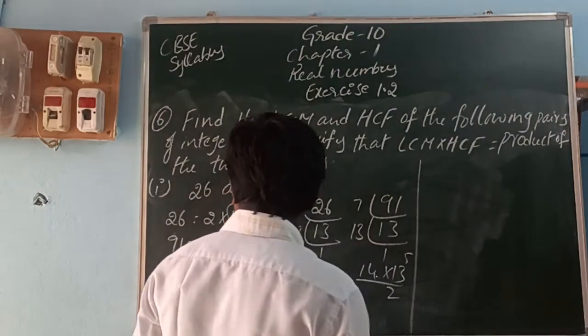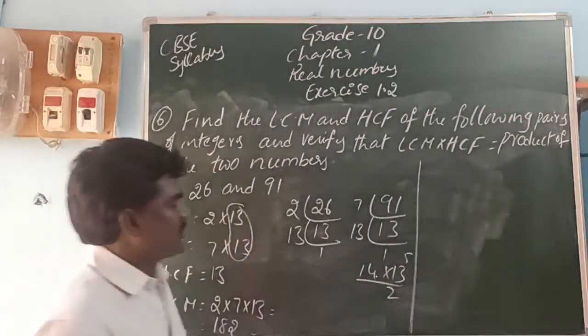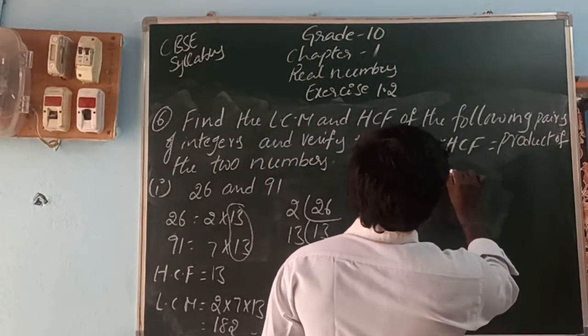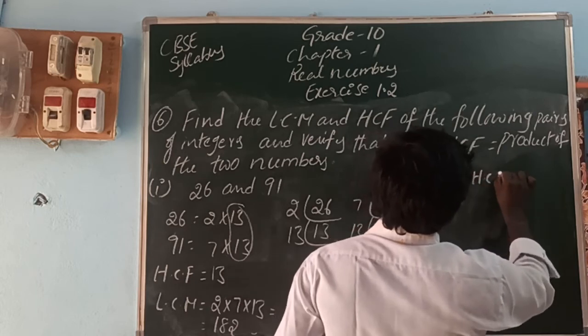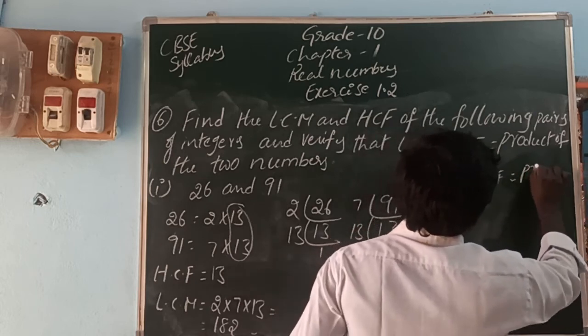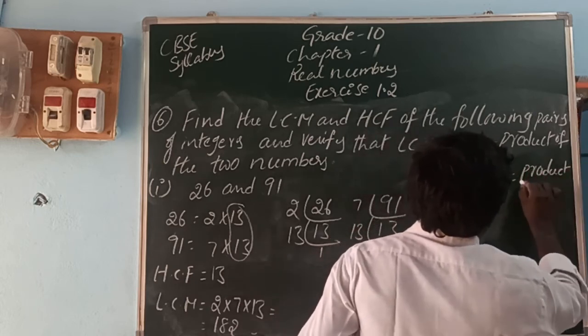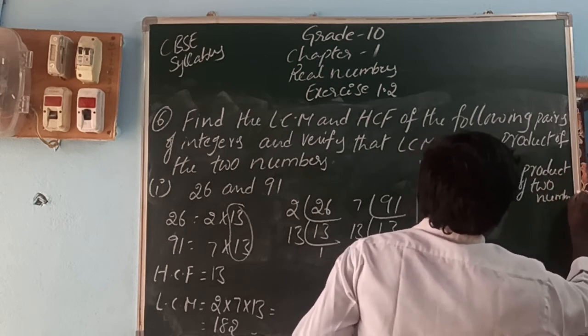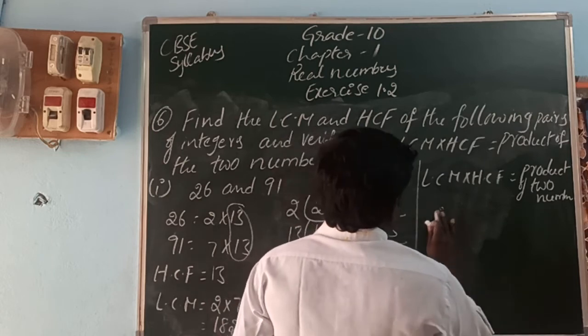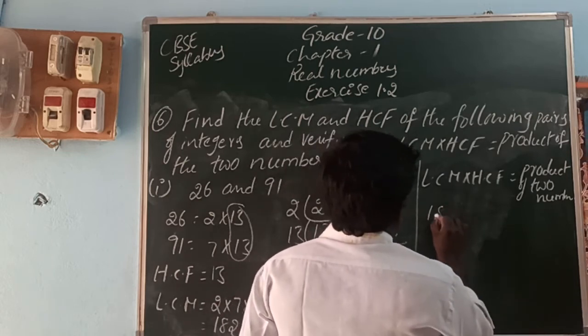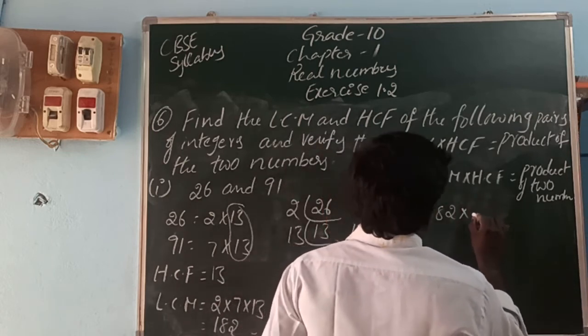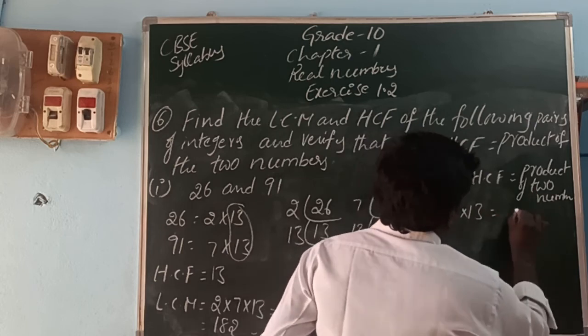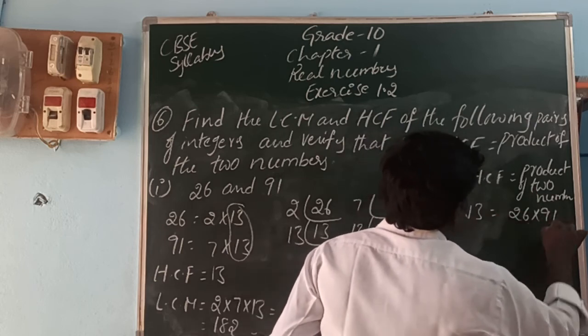Next, what is asked is to verify that LCM into HCF is equal to the product of two numbers. So LCM is how much? 182. HCF is how much? 13. Here LCM into HCF is equal to the product of the two numbers. LCM is 182 into HCF 13. The product of the two numbers is 26 into 91.